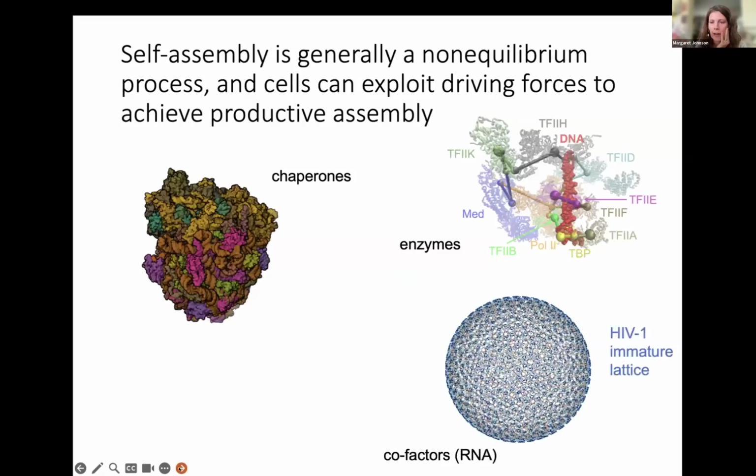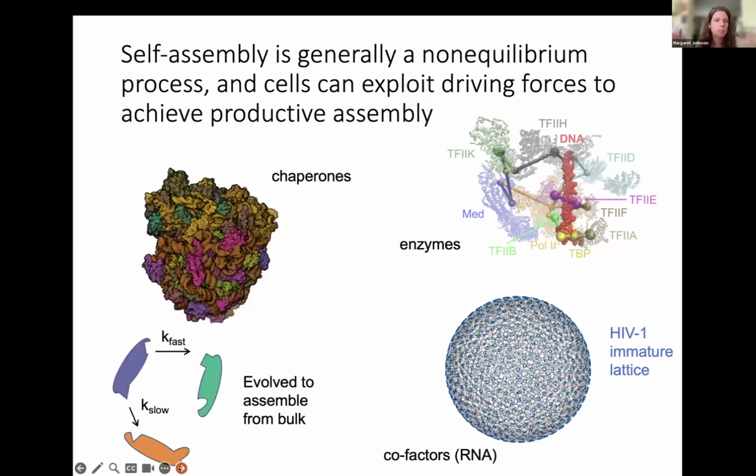Cofactors. So we showed for virus assembly that if you introduce binding to another cofactor, you can delay the concentration until you get very nice assembly. Or you can imagine, especially for something kind of small, that it is actually evolved to assemble. If you dump it back in the test tube, it will actually assemble from the bulk robustly.